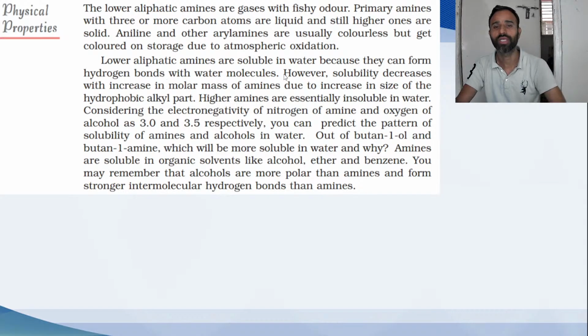Lower aliphatic amines are soluble in water because they can form hydrogen bonds with water molecules. Solubility decreases with increase in molar mass, the reason being the large hydrophobic part, because of which they become insoluble. Out of butan-1-ol and butan-1-amine, which will be more soluble in water and why? Amines are soluble in organic solvents like alcohol, ether, benzene. Alcohols are more polar than amines, and therefore they form stronger intermolecular hydrogen bonds than amines.